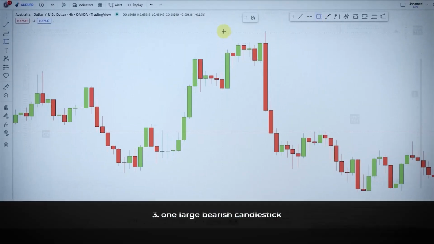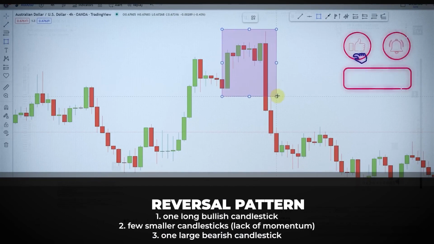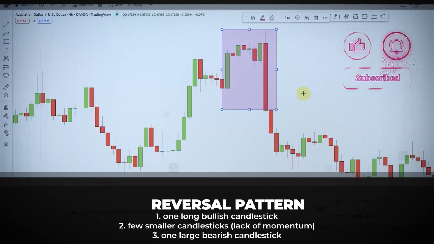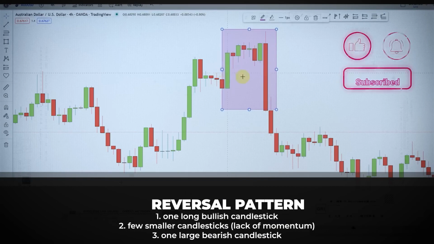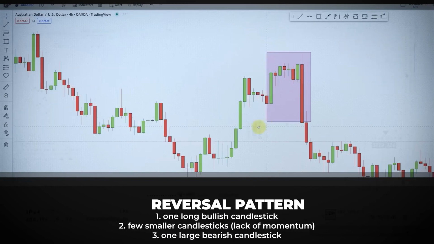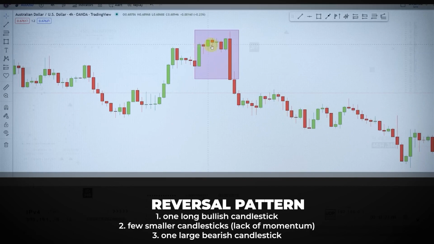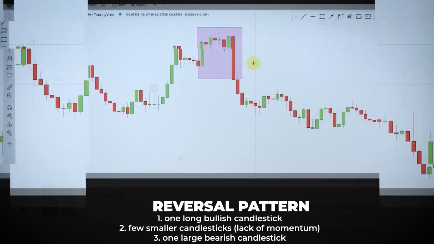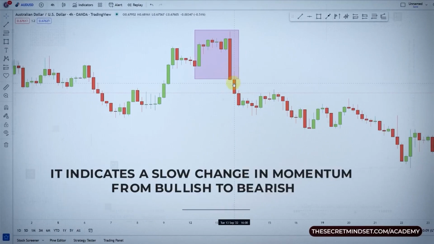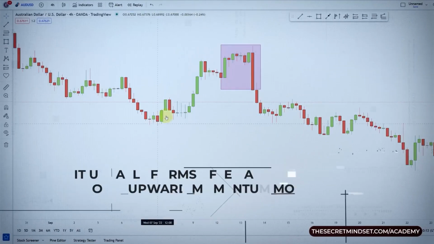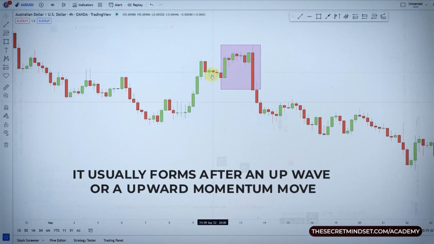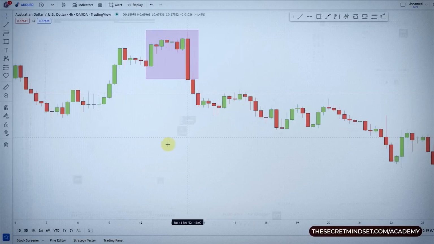The tower top is a reversal pattern. Typically, you'll see one long bullish candlestick, followed by a few smaller candlesticks, marking a consolidation, a small period with a lack of momentum, and then the pattern is completed with one large bearish candlestick. It usually forms after an up wave or an upward momentum move, and it indicates a slow change in momentum from bullish to bearish.